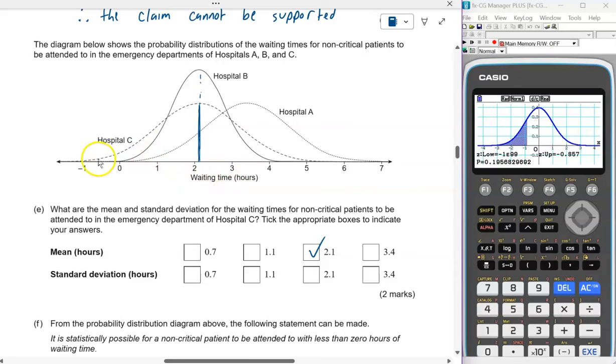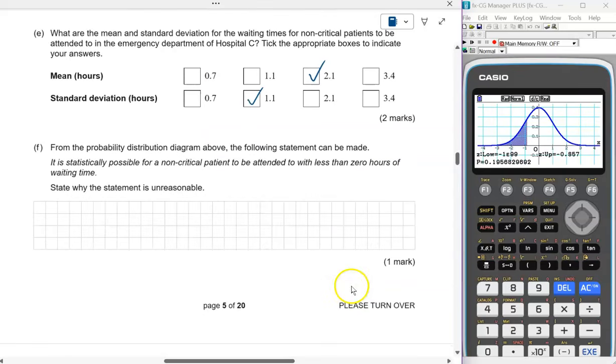And you can see that the height of this graph for Hospital C is the same height as the graph for Hospital A. So from that, you can conclude that both Hospital C and Hospital A have the same standard deviation. Now, remember back, Hospital A had a standard deviation of 1.1. So my standard deviation for Hospital C is also 1.1. Okay, and there's your 2 marks for that question.